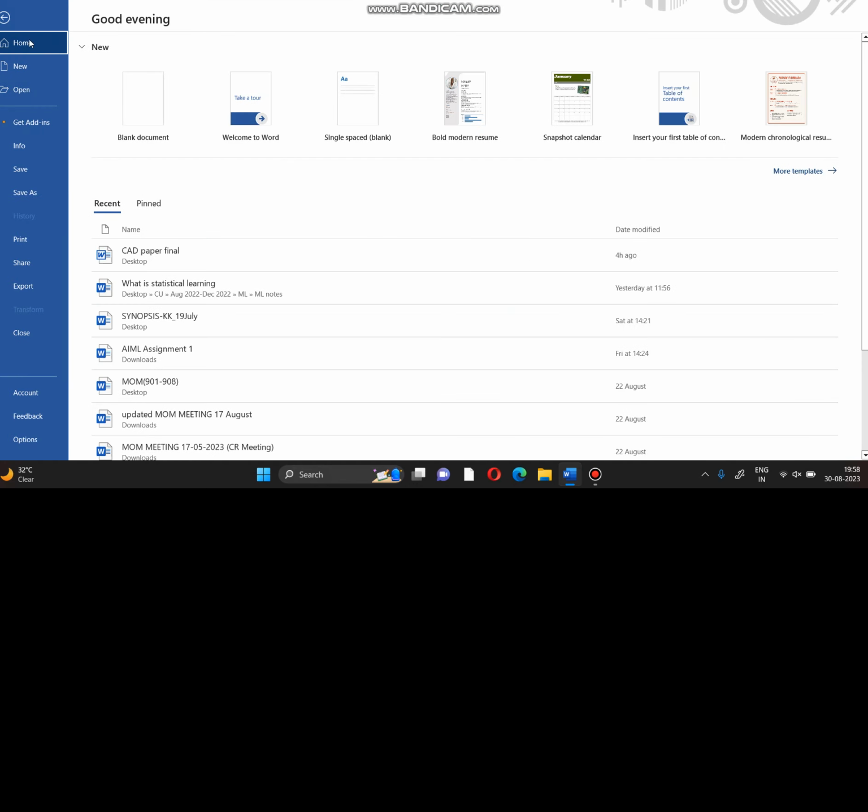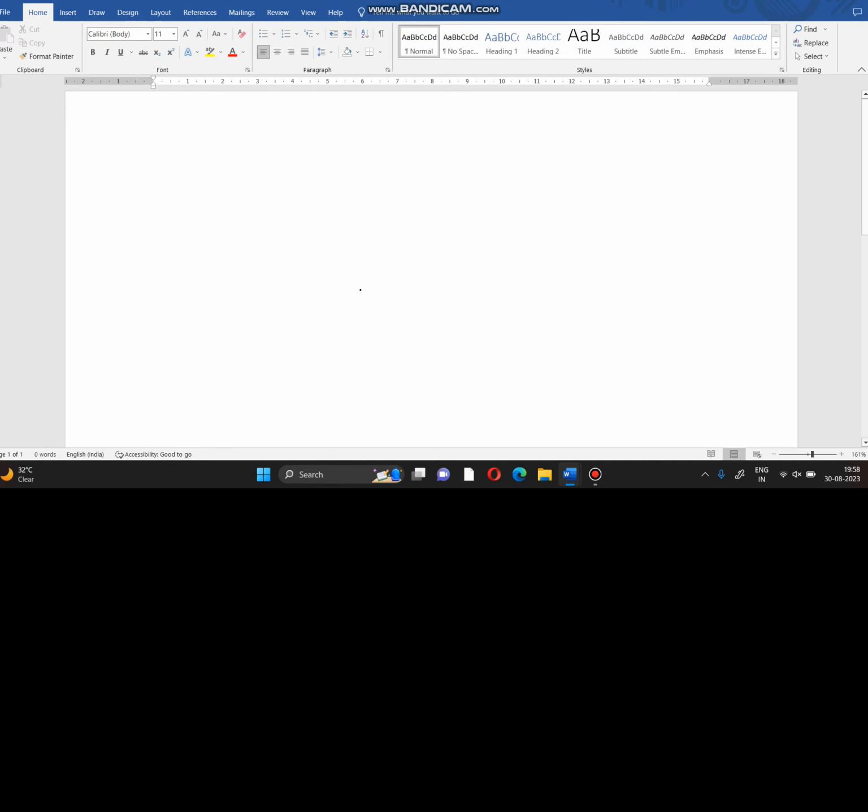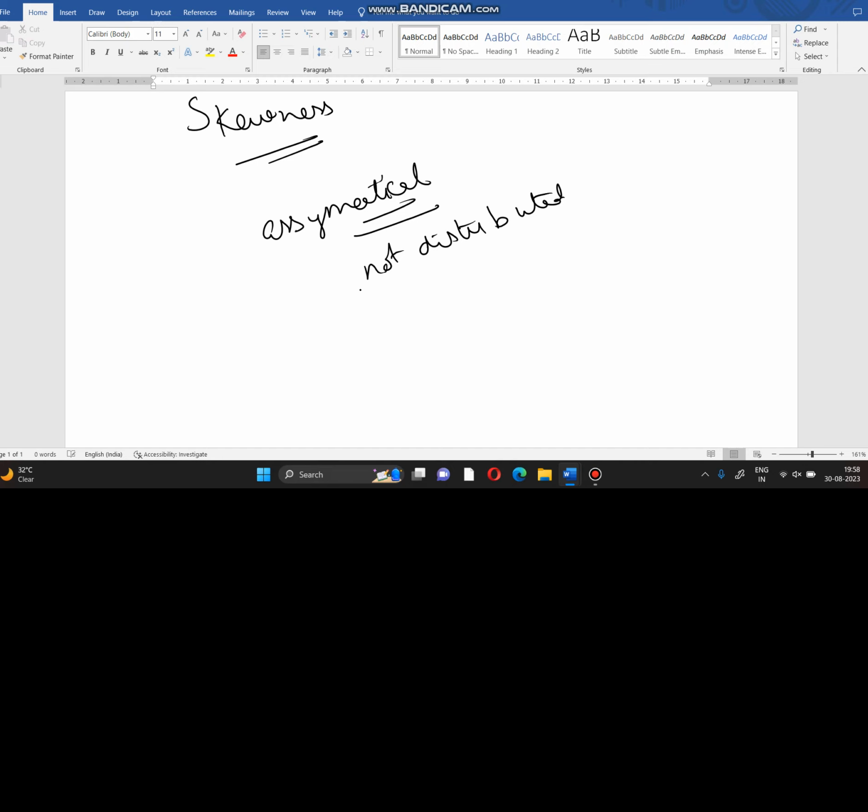Another very important terminology that we also need to know in such cases is skewness. Skewness is skewing from a particular point. It is when the data is asymmetrical, which means that the values are not distributed equally on both sides.